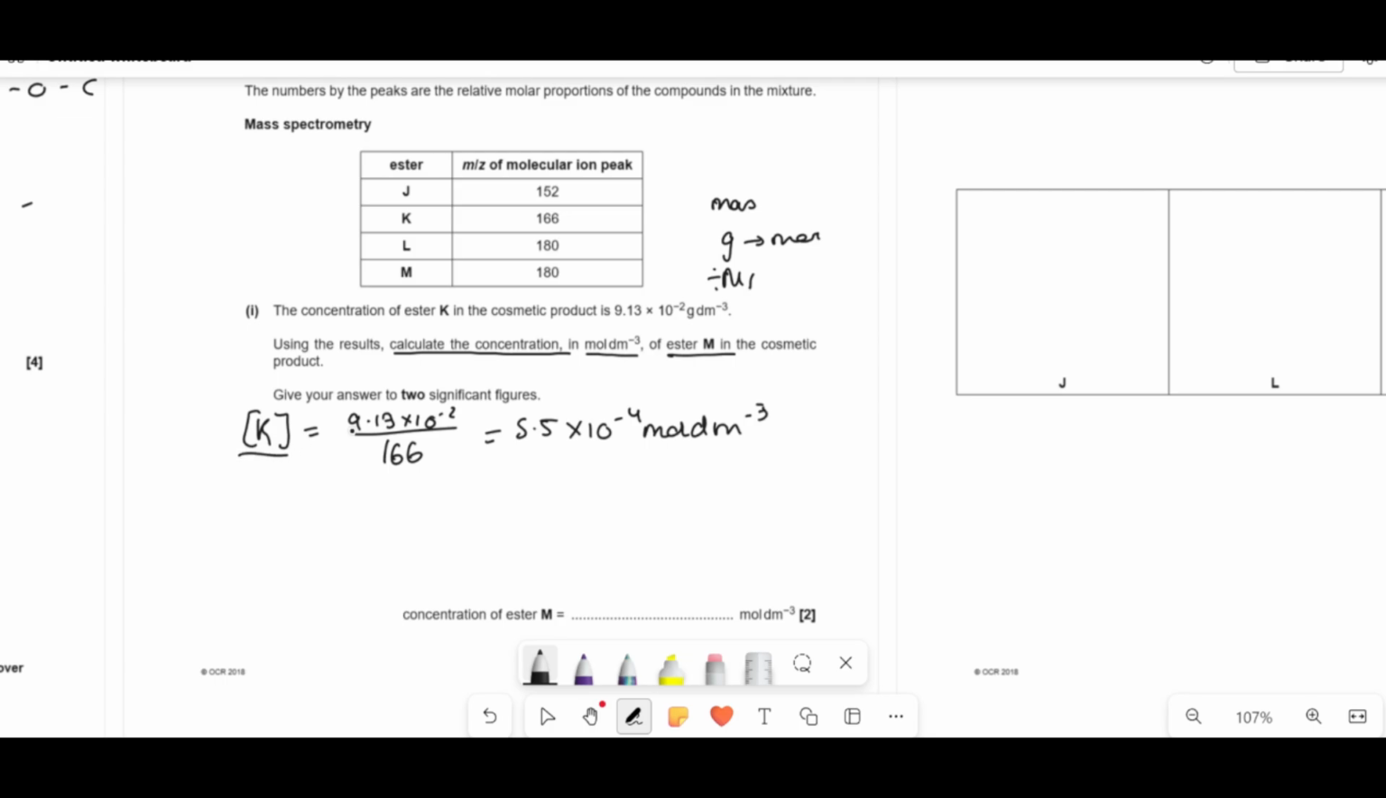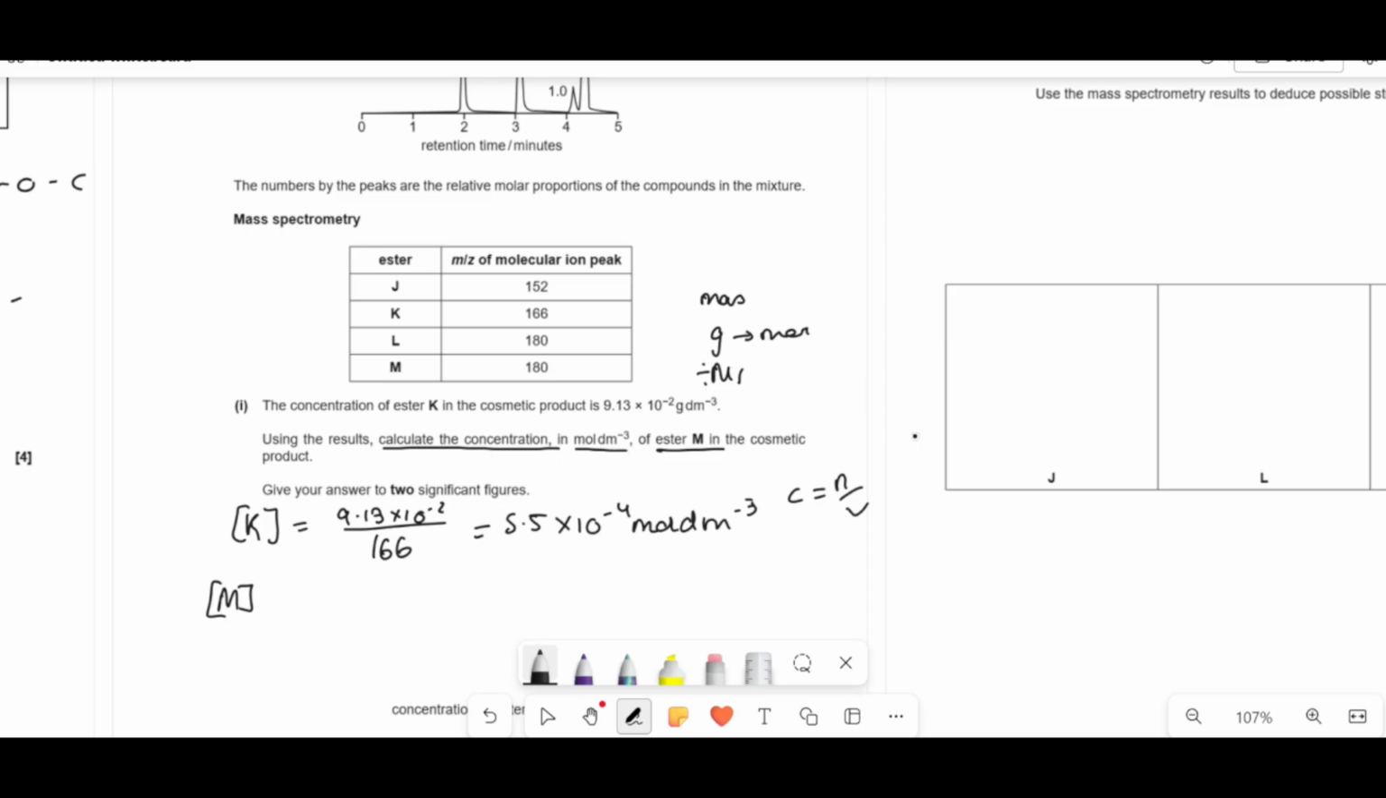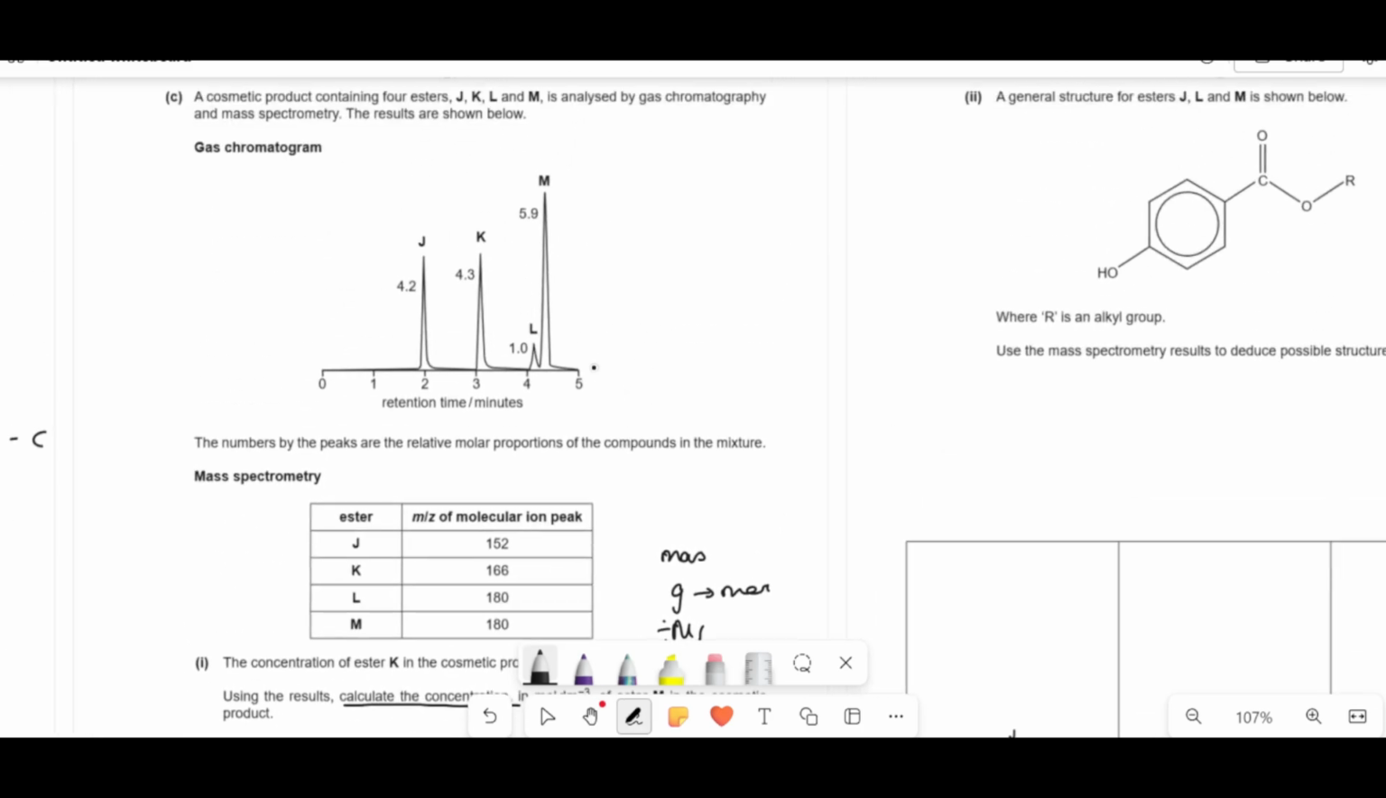So now we have the concentration of K. In this sense, all of these are in the same volume. Remember that C equals n over V, so with the same volume, if the concentrations are changing, it's because the moles are changing. If we're looking for M, then the moles of M are changing. So we've got to look at everything else here. That concentration is for however many moles of K there is. K has a relative proportion of 4.3. We want to find M, which is 5.9.